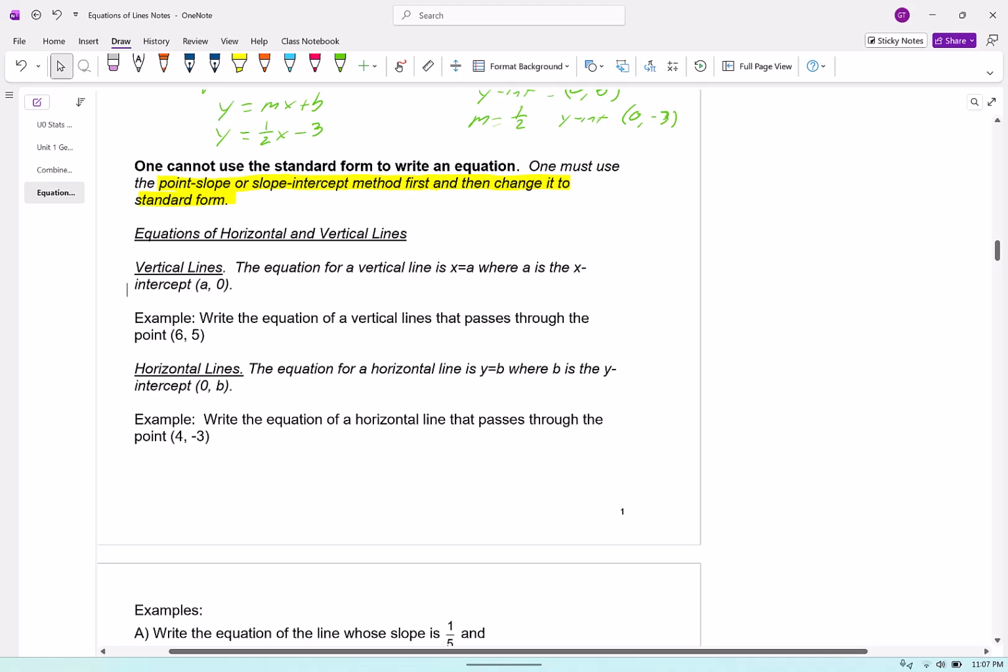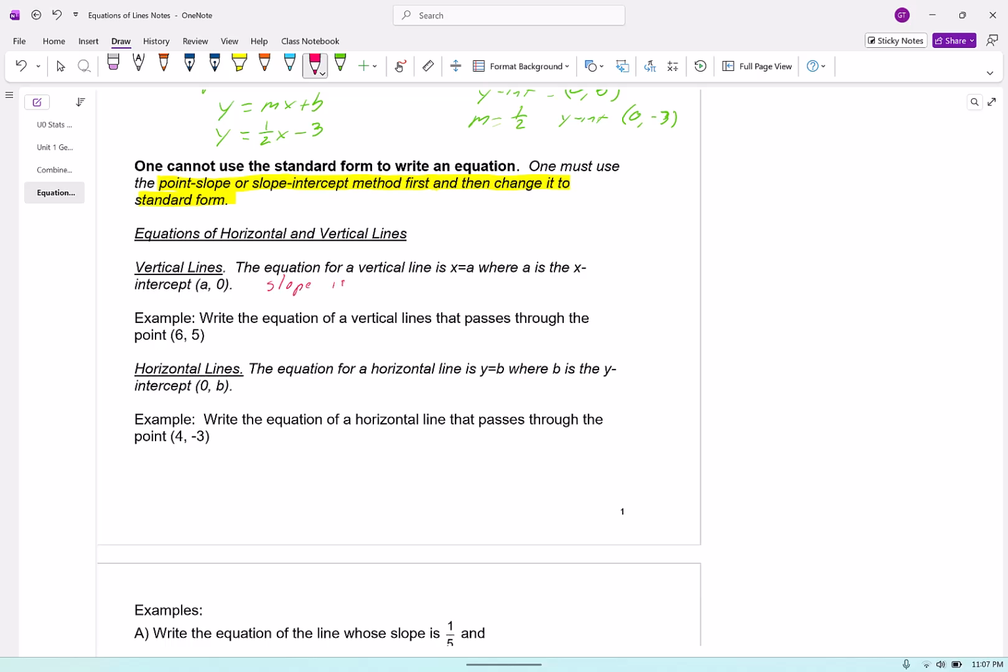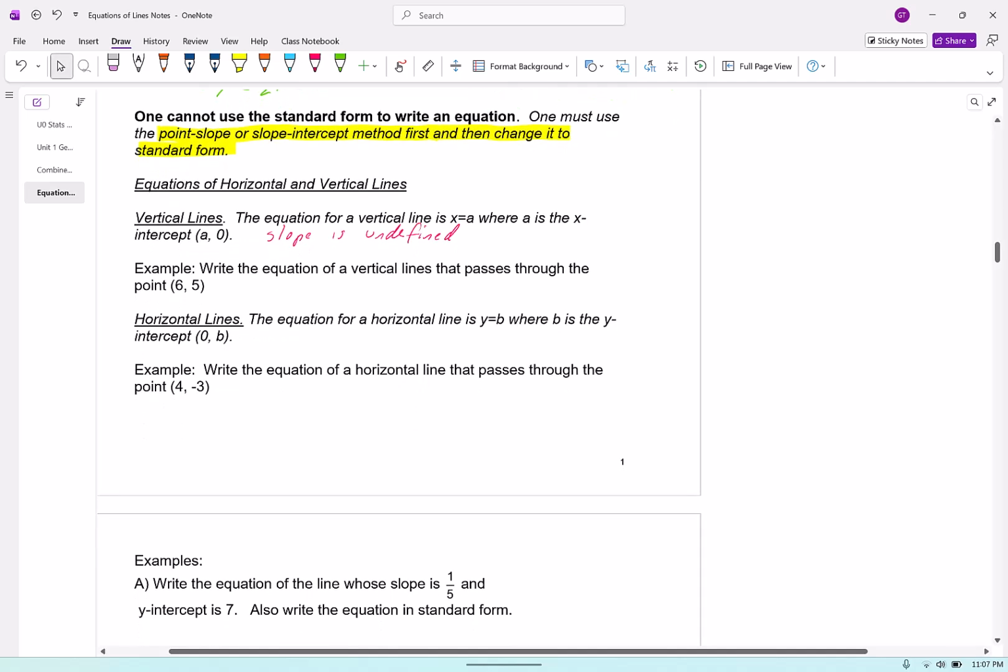The equation for a vertical line is x equals a, where a is the x-intercept, so wherever it goes through the x-axis, that is a vertical line. So remember, the slope is undefined because on a slope, I can't divide by 0. I can't divide by nothing, so it's technically undefined. You'll see it as a vertical line on the graph, but technically the slope is identified as undefined.